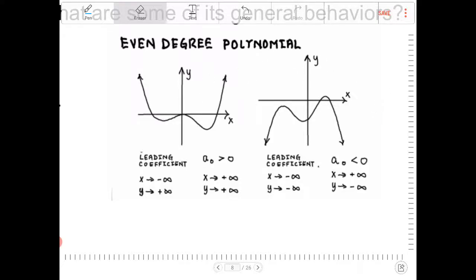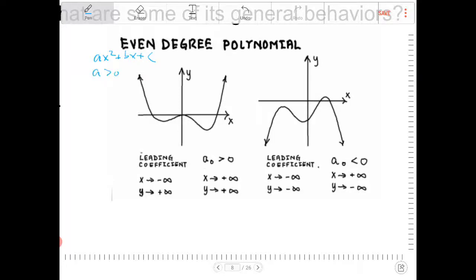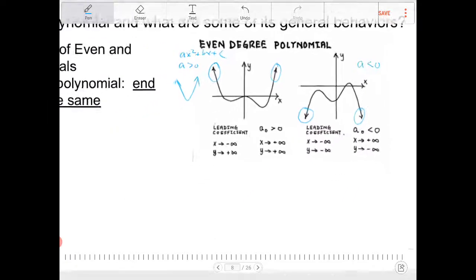And just like before, where the leading coefficient in a quadratic equation, we have ax squared plus bx plus c, remember this? If a was greater than 0, it would be shaped like a U. Well, that's the same kind of behavior that's happening here. If a was less than 0, meaning the leading coefficient is less than 0, then the end behavior is going towards negative infinity. It's going below. And that makes total sense.